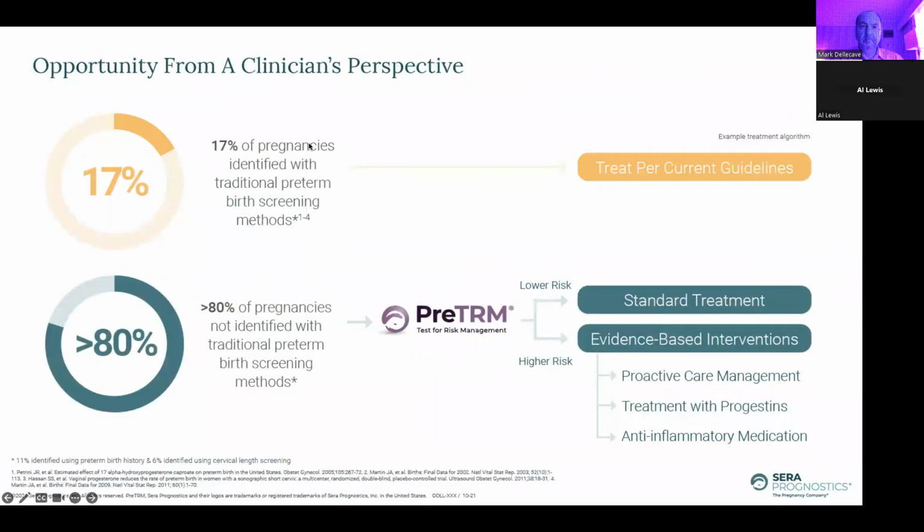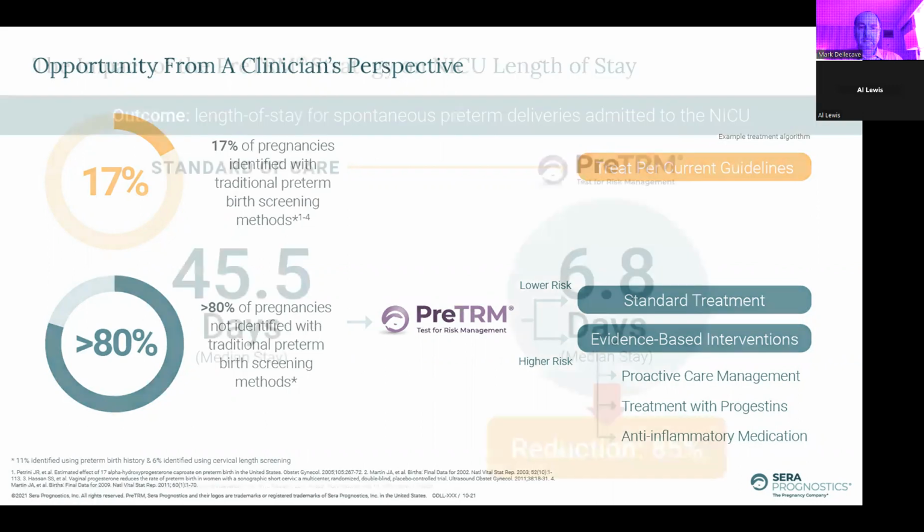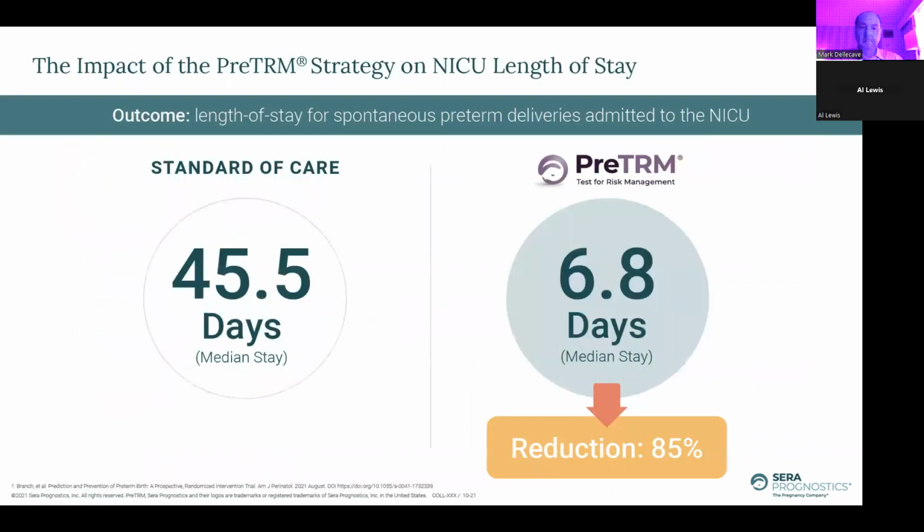This preterm product will, if you do it, take you from the typical 17% of pregnancies that you're able to identify as being potentially premature using conventional methods to more than 80%, which is huge. And all you have to do is cover it and know how to use it. And here's the impact that you get.